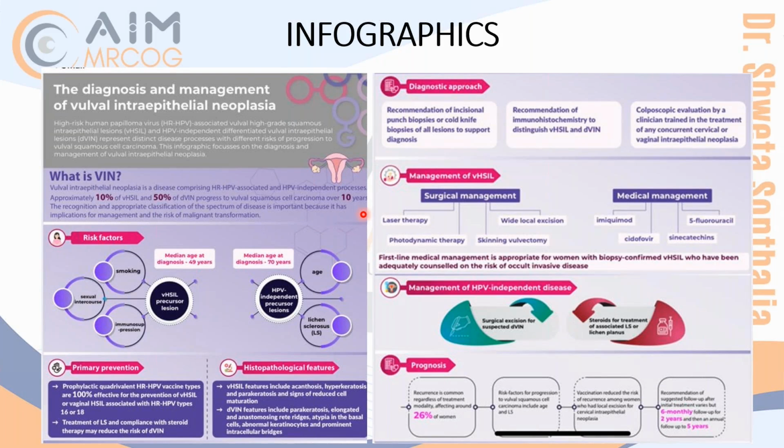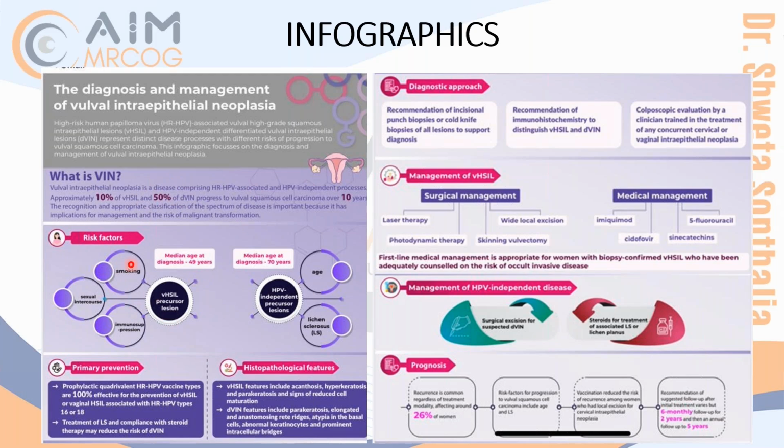So this is the infographic. Now we have gone through the talk completely, so this infographic will be a quick revision and understanding about VIN. If we talk about VIN, it could be of 2 types. One is high-risk HPV associated, which is now called VHSIL, and one is HPV independent, which is called DVIN. 10% of VHSIL and 50% of DVIN progress to cancer over 10 years. So this is a very important figure. They can ask you in an SBA what is the percentage of this progressing to cancer or that progressing to cancer. So you should remember it.